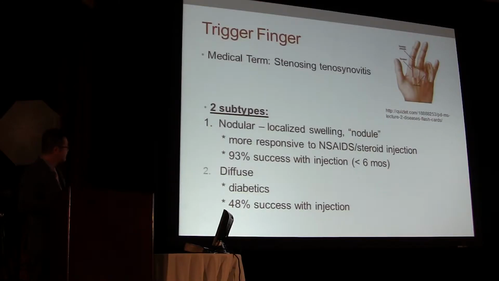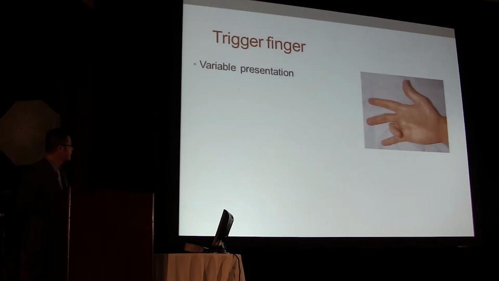There are 2 subtypes. There's a nodular type and a diffuse type. The nodular type is when you feel that little bump, and they actually do better with injections. They have a 93% success rate with that injection if it's acute, less than 6 months. So if you haven't injected trigger fingers, it's pretty easy to do with a very high success rate, and I think it's something you could easily take up in your practice. The diffuse type in diabetics, they actually don't respond that well to injections, 48% success rate, okay?